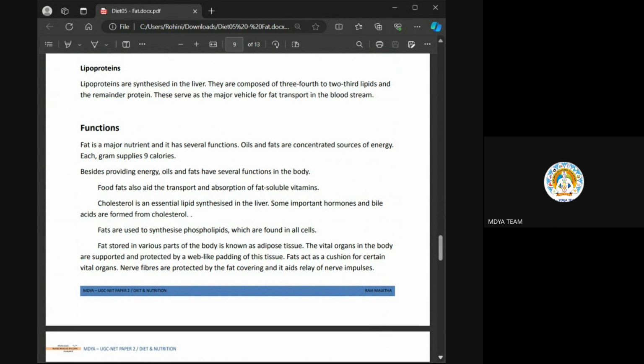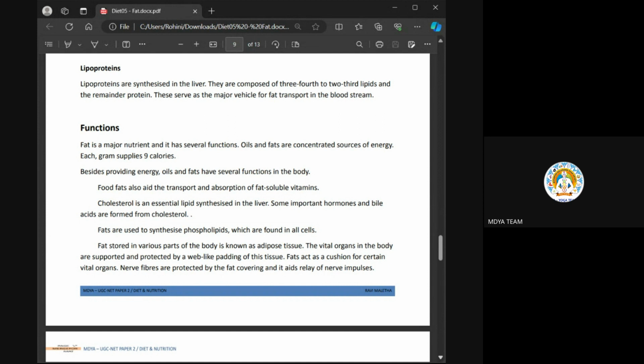Fat is stored in various parts of the body, known as the adipose tissue beneath our skin also. The vital organs in the body are supported and protected by a web-like padding of tissues. Have you seen the players, especially the cricketers, they usually use a leg guard or an elbow guard, right? What is that?